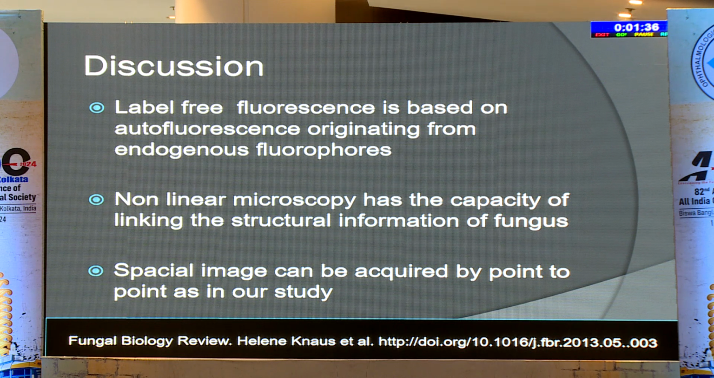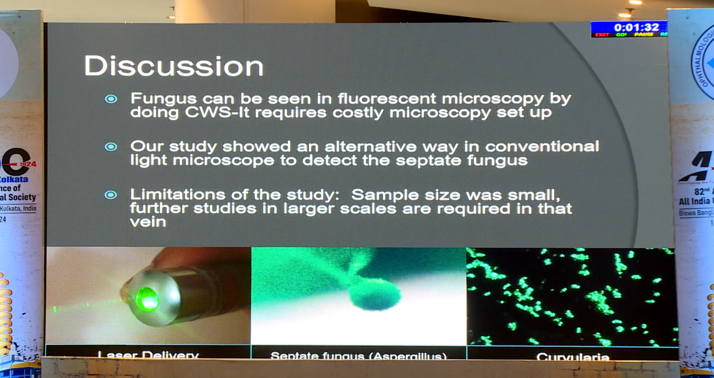Spatial image can be acquired point to point as in our study. Fungus can be seen in fluorescent microscopy by a calcofluor white stain, but this is very, very costly. It requires a very costly microscope, but our study was an alternative way done in conventional light microscope to detect the septate fungus. Limitation of the study was sample size was small, and further studies are required in that vein.